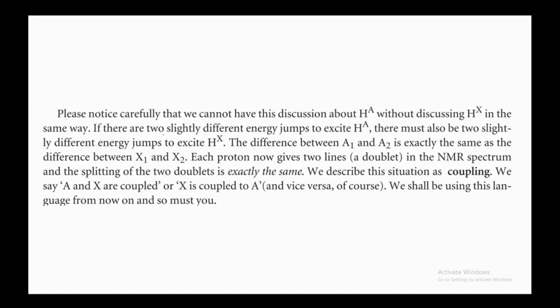If there are two slightly different energy jumps to excite HA, there must also be two slightly different energy jumps to excite HX. The difference between A1 and A2 is exactly the same as the difference between X1 and X2. Each proton now gives two lines.